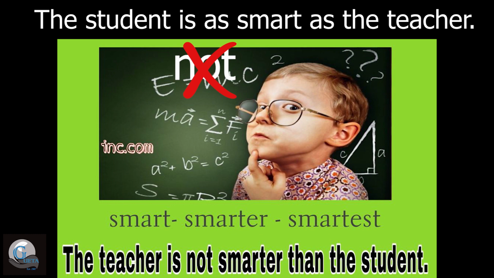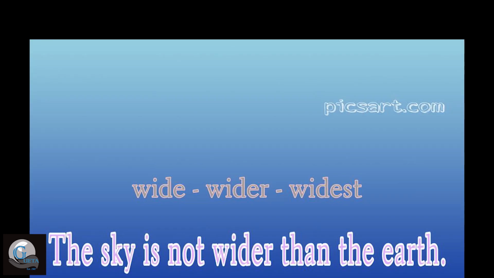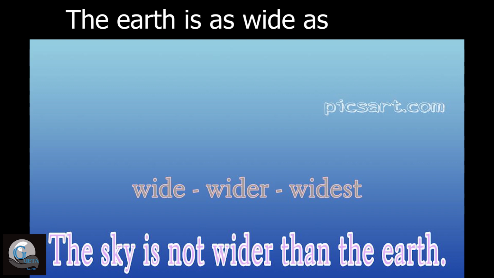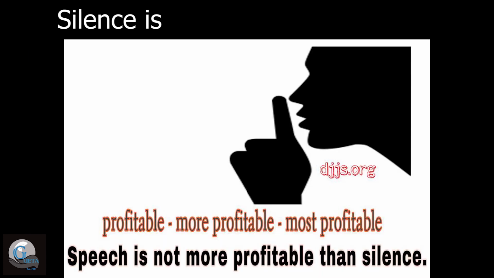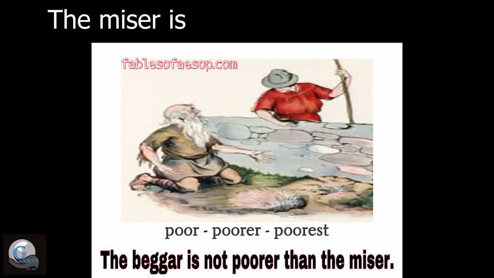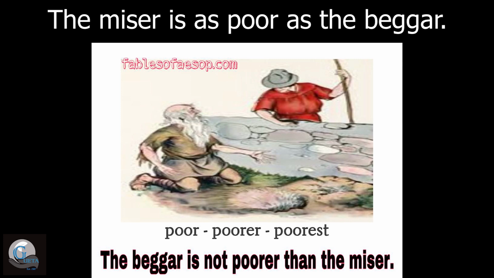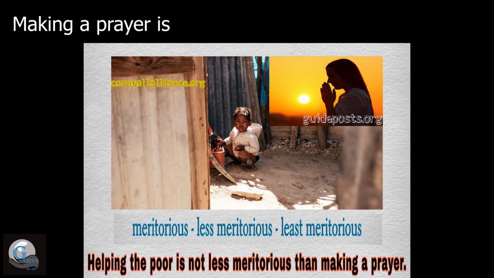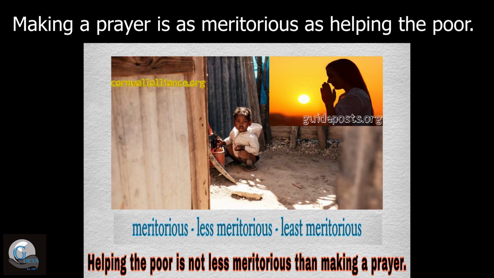Following the same formula, we can do other examples. The earth is as wide as the sky. Silence is as profitable as speech. The miser is as poor as the beggar. Making a prayer is as meritorious as helping the poor.